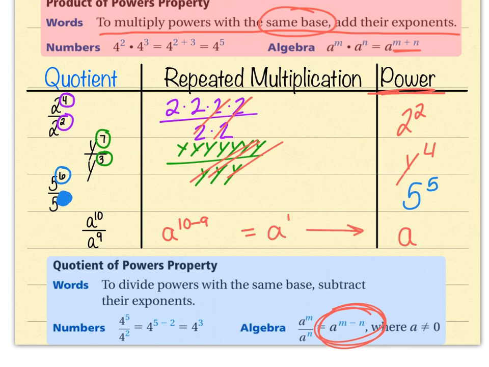Now, what's important here is that you can't have a equal to 0. That can't happen. And the reason is because if your base is 0, well, 0 raised to any power is just 0, right? So it kind of doesn't follow these rules. So we have to make sure we actually have a number other than 0 as our base. And this is the quotient of powers property. You're just subtracting the exponents if your bases are the same.